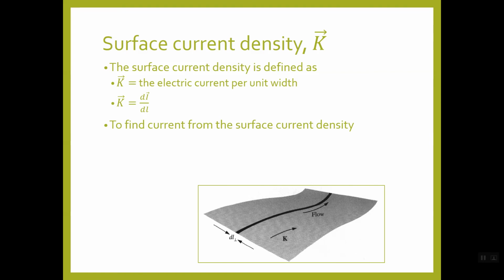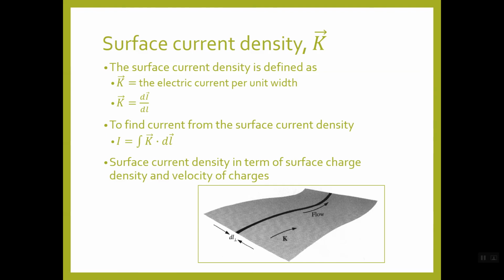And if we have the surface current density and we want to find the current going through a particular surface, we just do the integral K dot dl. And we can find the surface current density in terms of surface charge density and velocity of the charges. The surface current density is just going to be sigma, the surface charge density, times v, the velocity of the charges.